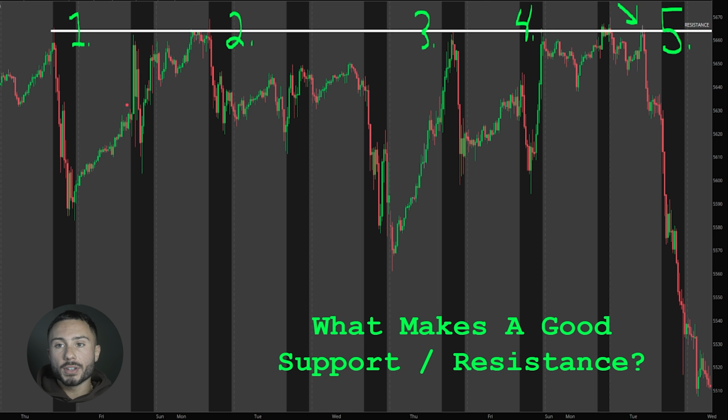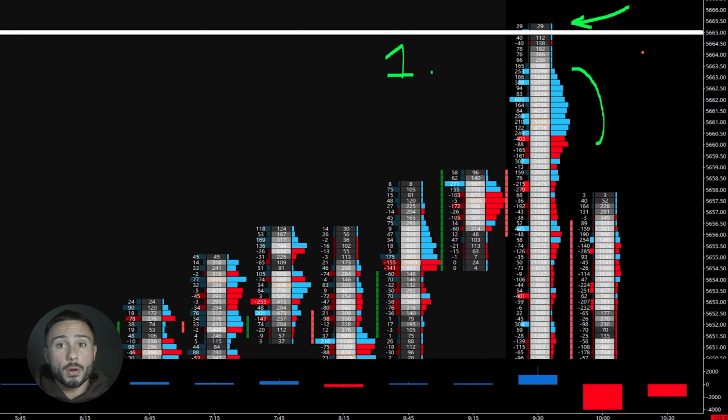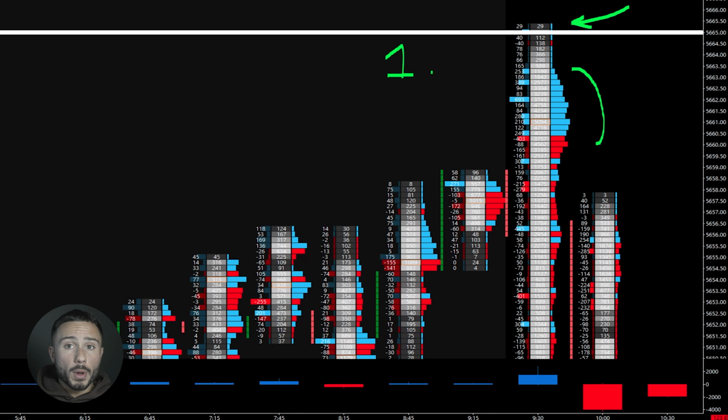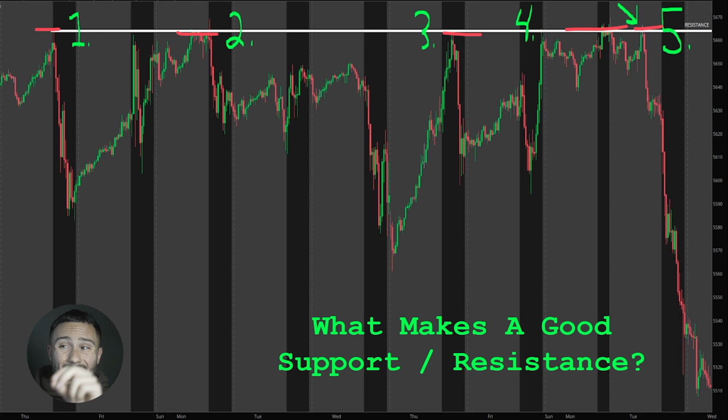Here we can see a clear resistance level of 5 different touches, 5 different points where the market had resisted this general range up here. Now, what makes this a good resistance level? It's reading the order flow and understanding that resistance forms because of the orders coming into the market. The orders influence why resistance forms. Resistance doesn't influence why the orders are there.